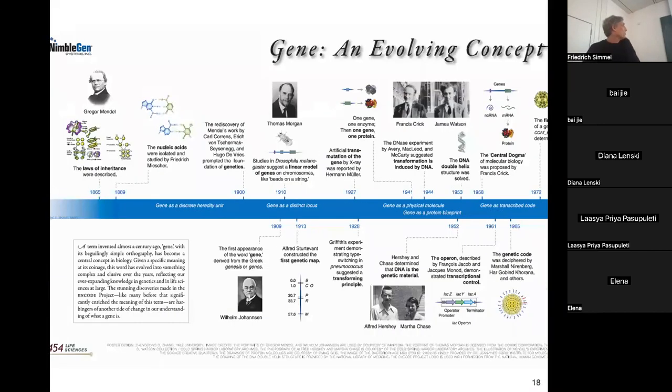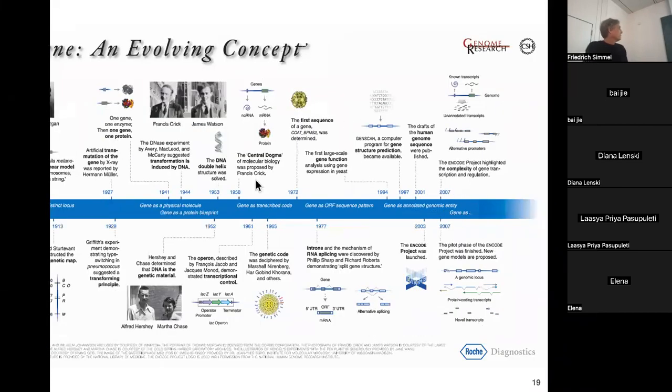So here, there's another overview of this, but it contains essentially what I just told you, that there is this long history: Mendel, then Johannsen coining the term gene, Morgan with his flies, Watson and Crick, until our present day, more or less.